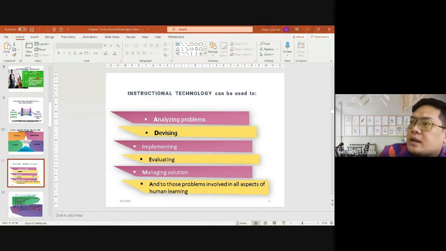And also, for example, slow learners, people who are weak in learning. So with technology, how I as a teacher can use the technology to help slow learners to catch up, so they are not left behind in terms of learning lessons and so on. Alright, and to any problems involved in all aspects of human learning.